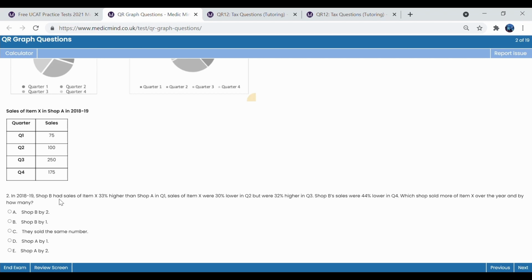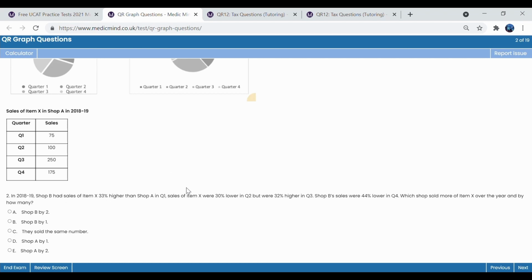So 33%. Now, a tip which I use: rather than using decimals, because decimals can be quite difficult since you have to use a calculator most of the time unless it's obvious, you can try using fractions. So 33% is the same as 1/3. A third of 75 is very obvious, which is 25. Add 25 to 75 is 100. So in quarter one in shop A, they had 100. Another way of using decimals is 75 times 1.33, which is the same as 100.